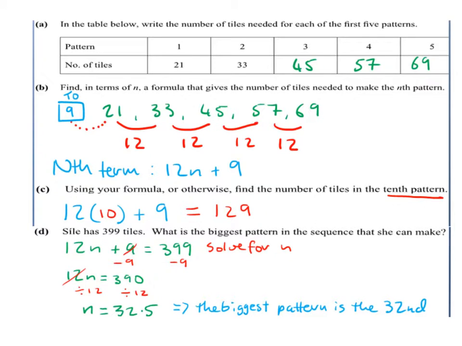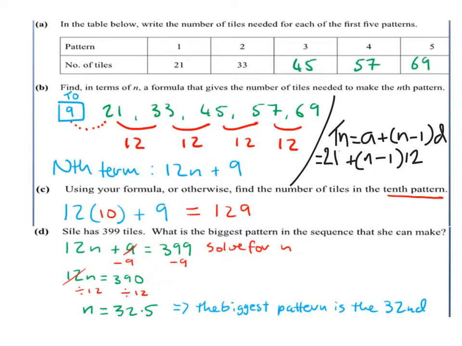But using the formula, we have Tn equals a plus n minus 1 times d, where a is the first term, which is 21, and d is the common difference, which is 12. So we swap the a for 21, then we have plus n minus 1, and then we swap the d for 12. So 21 is the first term, and d is the common difference of 12. And then we multiply out the brackets and simplify.